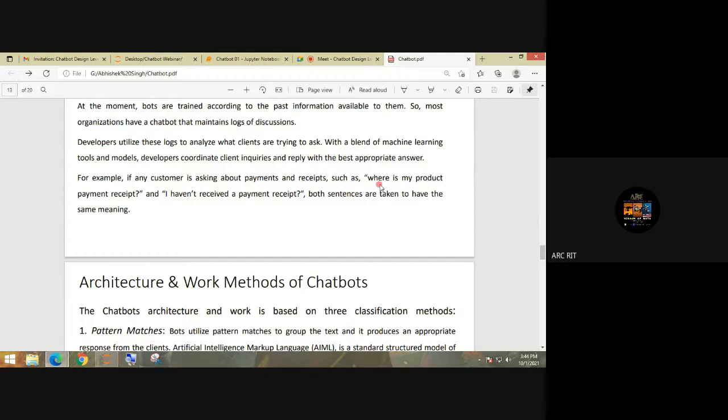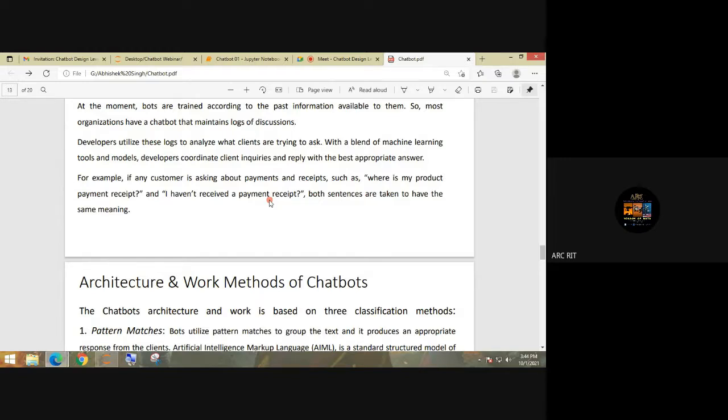Suppose I am writing, where is my product payment receipt? And I am not using this question mark, but someone else is using this question mark. So for the chatbot, this question mark has no meaning. So this is also a purpose of tokenization, to remove punctuation marks.